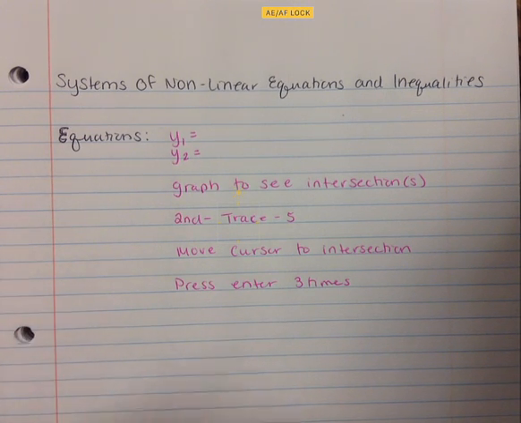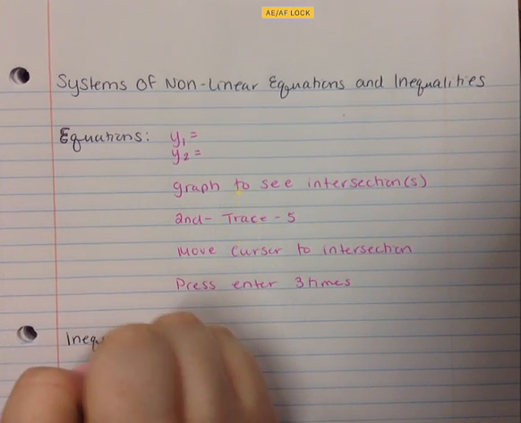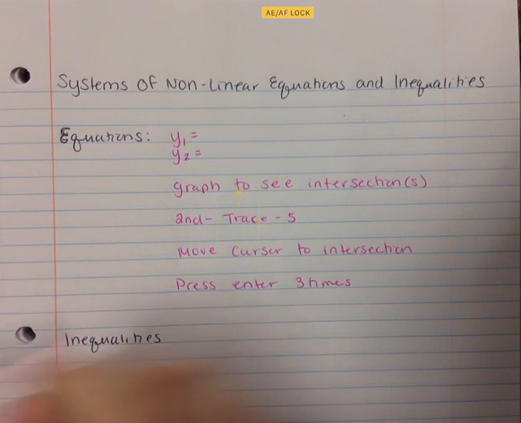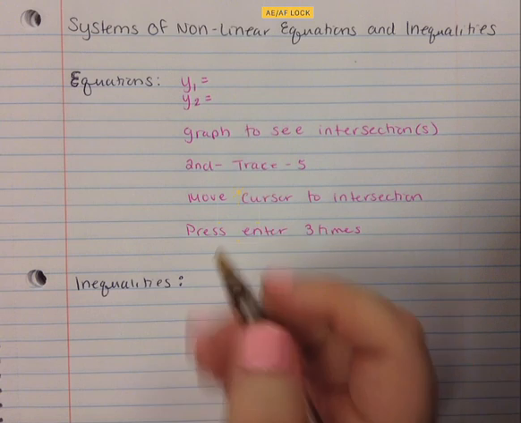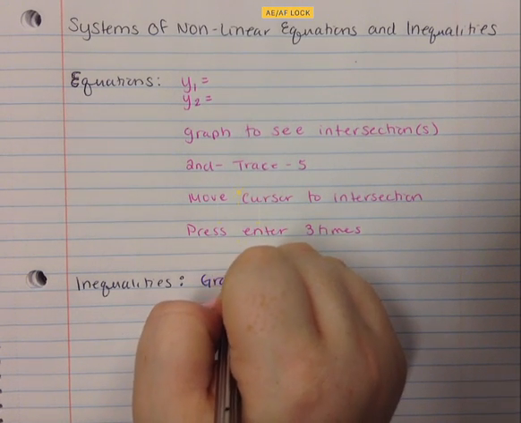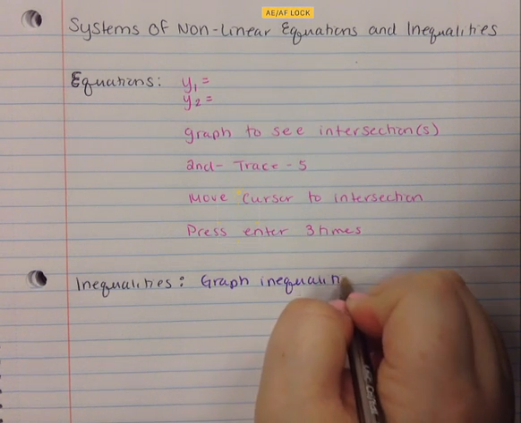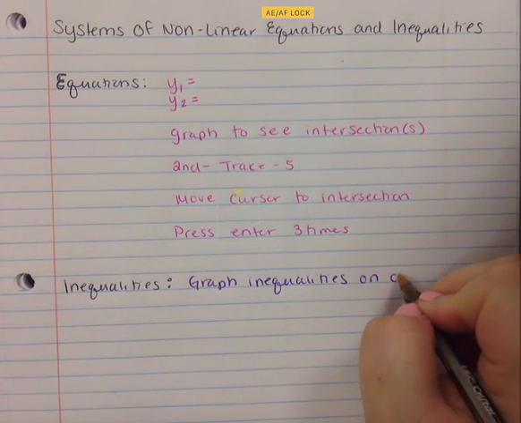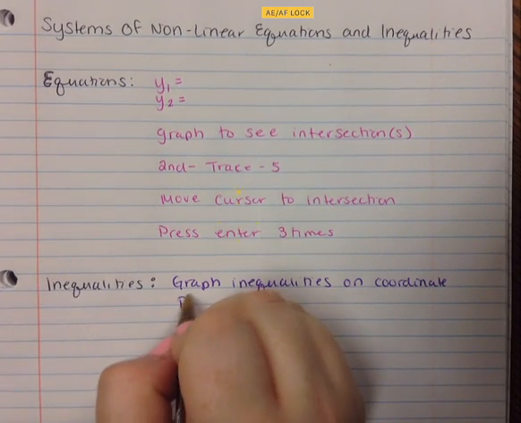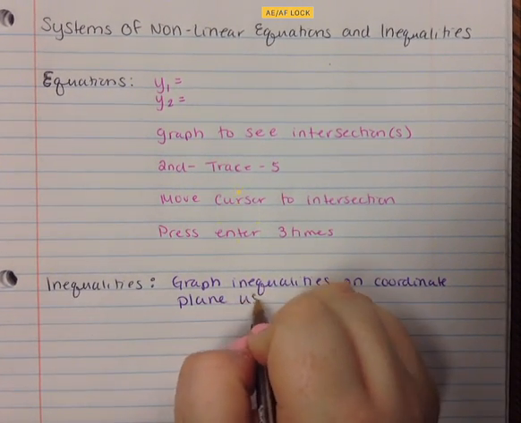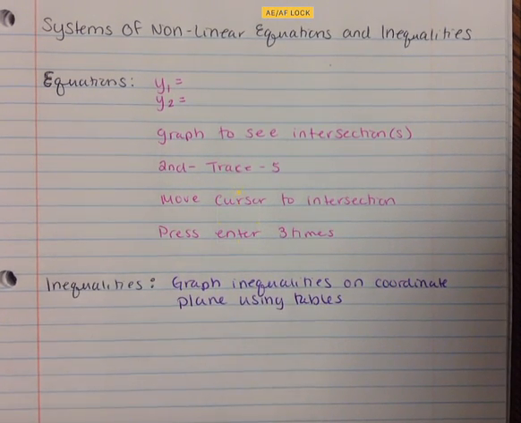I'm also going to write out some of the steps for solving systems of inequalities. For inequalities, we still want to graph them. We're going to graph the inequalities on a coordinate plane using tables. Now we can graph them in our calculator and get the coordinates so that we can graph them on the coordinate plane.